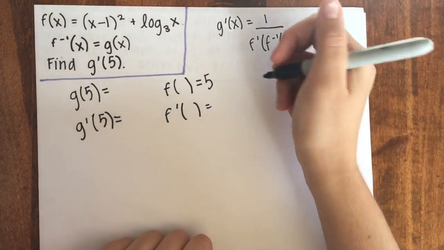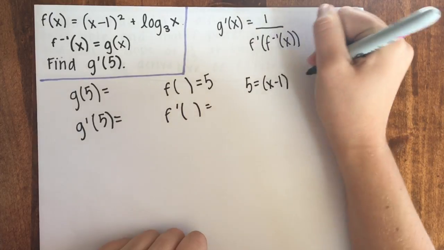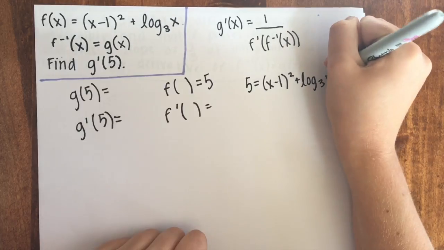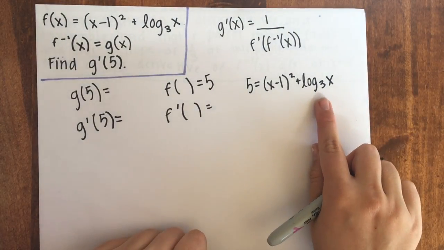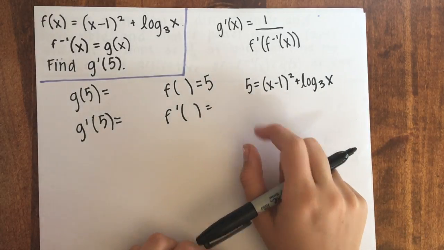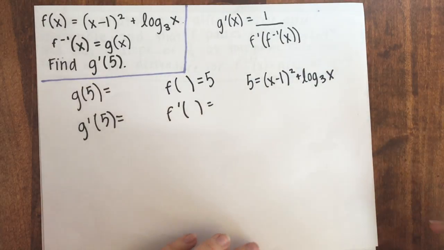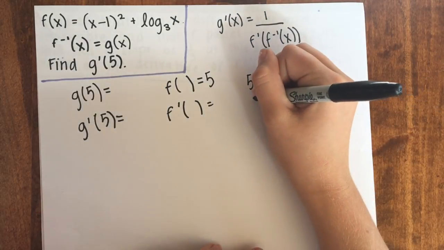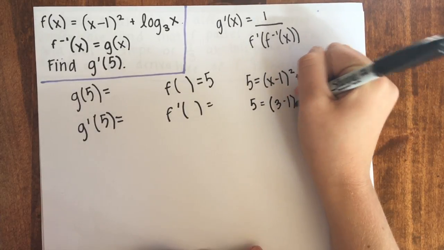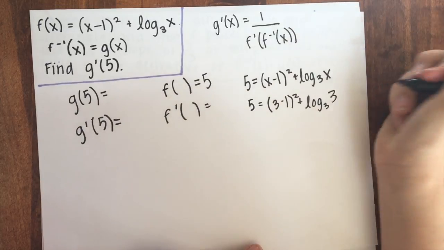So to start off, we're going to set f of x equal to 5. So I'm going to write 5 equals x minus 1 squared plus log 3 of x. And something important here is because there's a log 3 of x and that the answer is a whole number, we know that it has to be a value that produces a whole number with a log base 3. So I'm going to try 3 as my first test value just because I feel like that will give me a nice answer and could possibly give me the y value of 5.